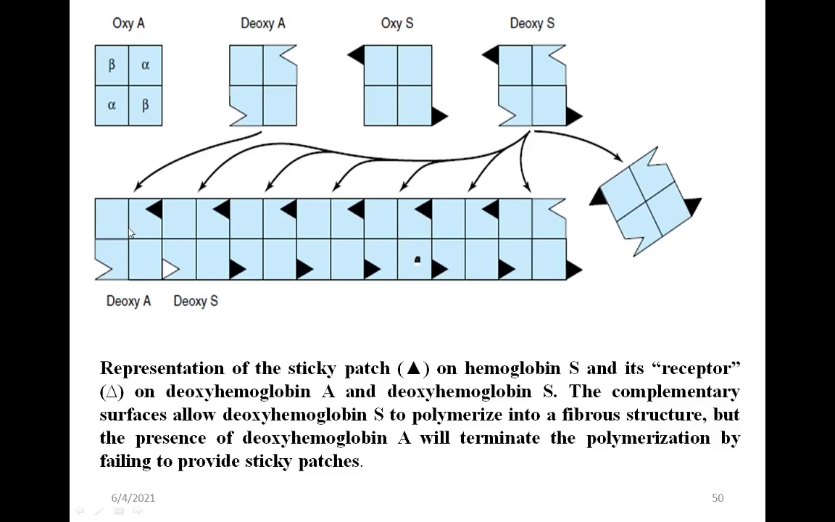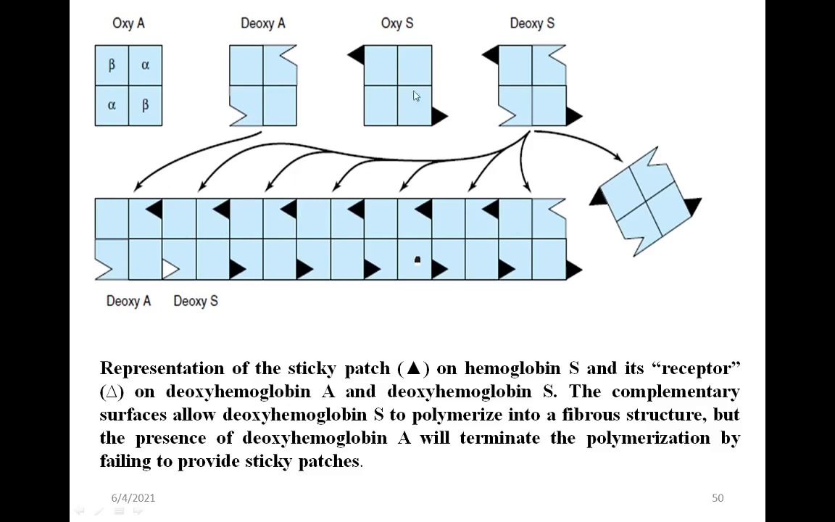They attach to each other and form a fiber-like structure. Once the fiber is formed, it will fold into a helical structure. That distorts the normal texture of the RBC into a sickle shape, leading to sickling of the RBC. The normal texture will be distorted, so there will be the appearance of sickling: the sickle-shaped RBC.